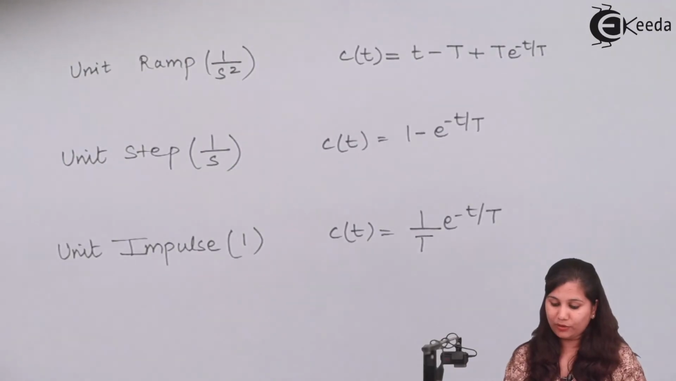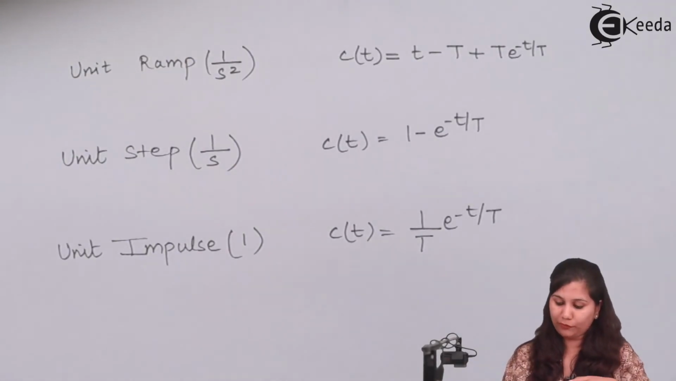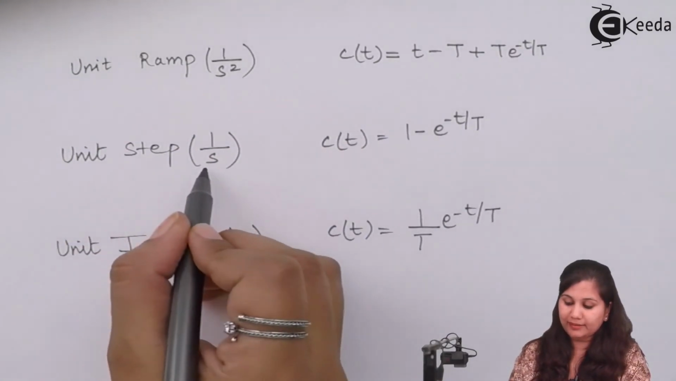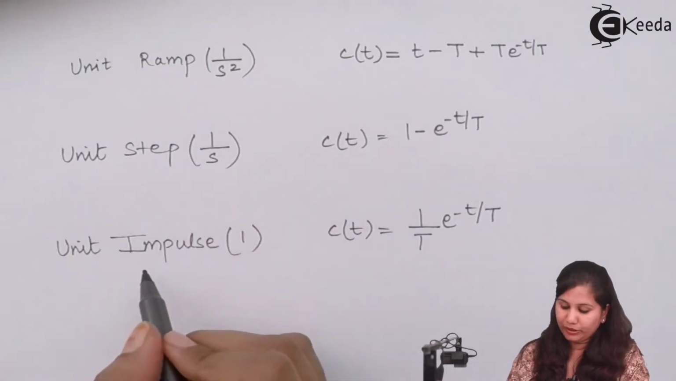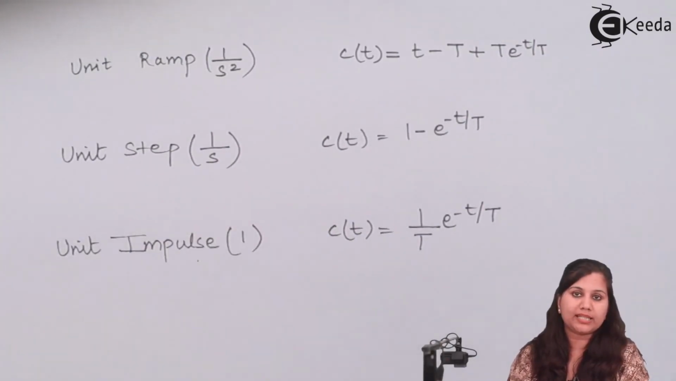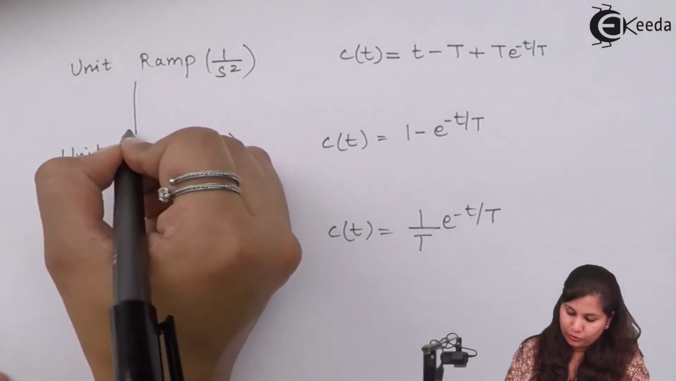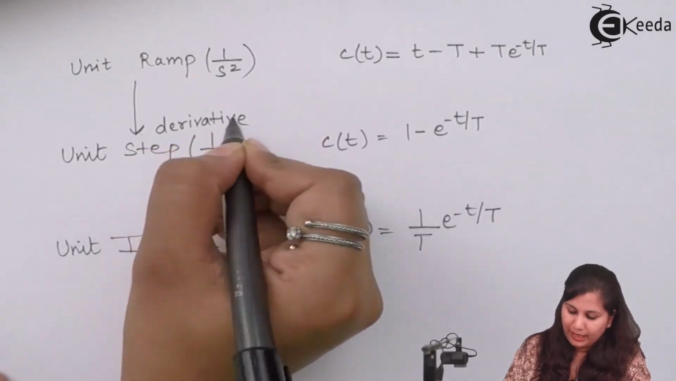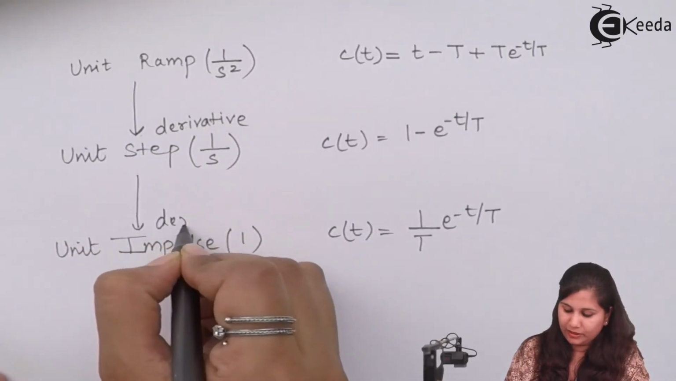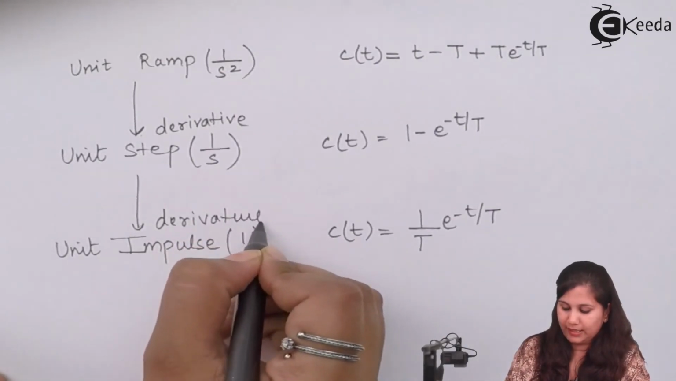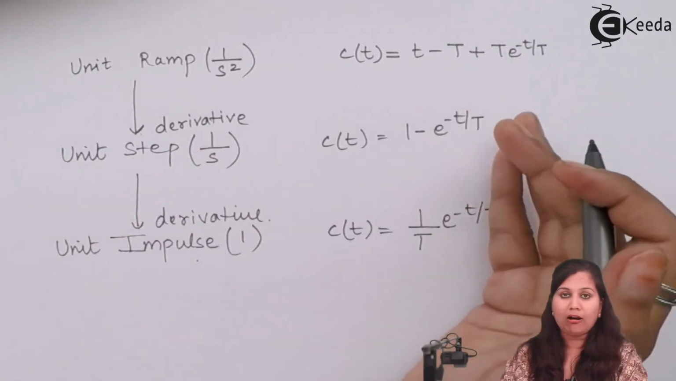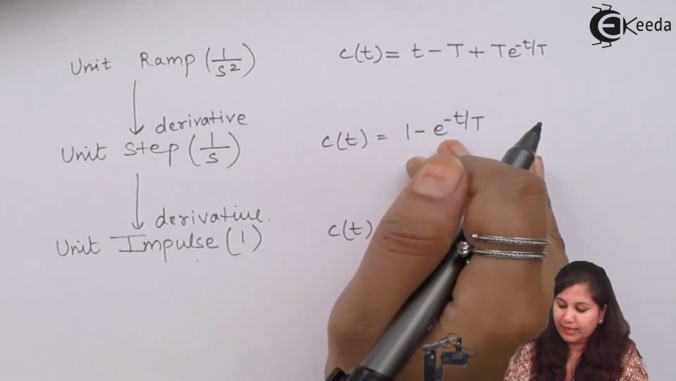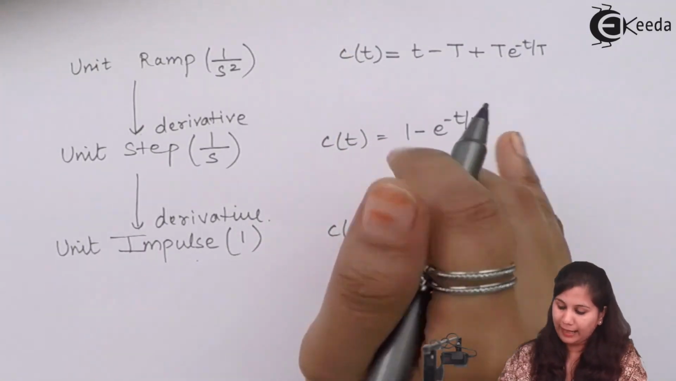Now if we analyze the output responses for these three input test signals, we will see that unit step is the derivative of unit ramp and unit impulse is the derivative of unit step signal. So unit step is the derivative of unit ramp and unit impulse is the derivative of unit step. Now if we see their output responses, we can see that the output response of unit step is the derivative of unit ramp.